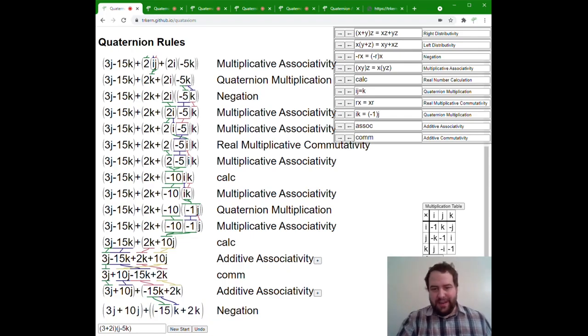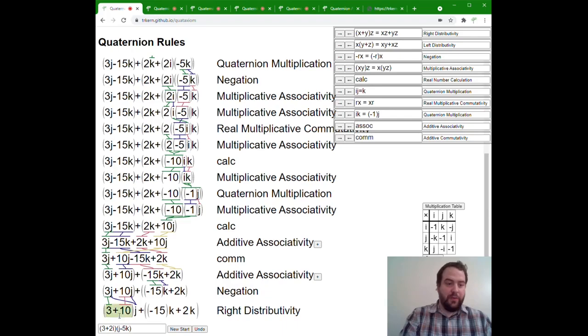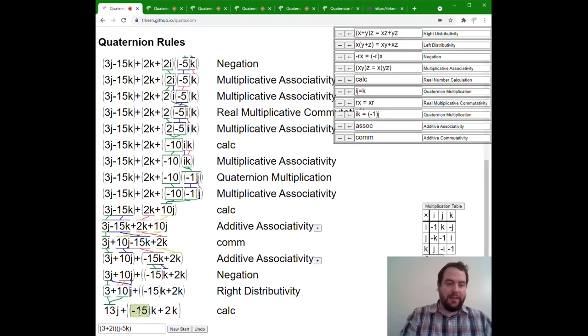And you say, oh, do we need a special rule for combining like terms? Well, it turns out that we don't. You can use right distributivity. It turns out that distributivity, factoring out a common factor, and combining like terms are all the same thing. So here, if we want to combine these like terms, we're going to use the right distributivity rule backwards. All of these rules apply not only forwards but also backwards. So we're going to apply this rule backwards to turn this into 3 plus 10 times j, and then of course calculate what 3 plus 10 is.